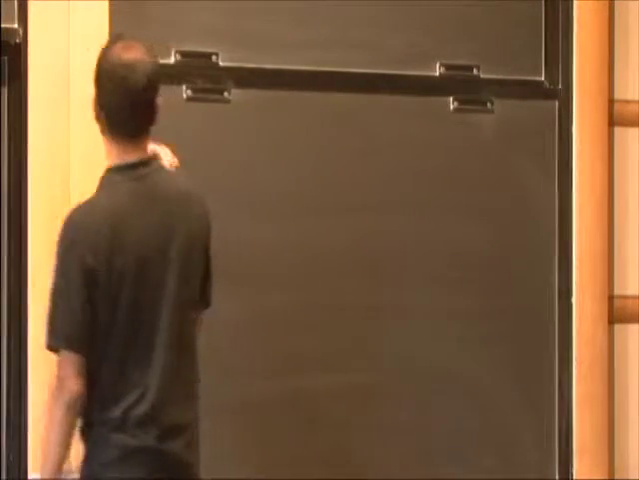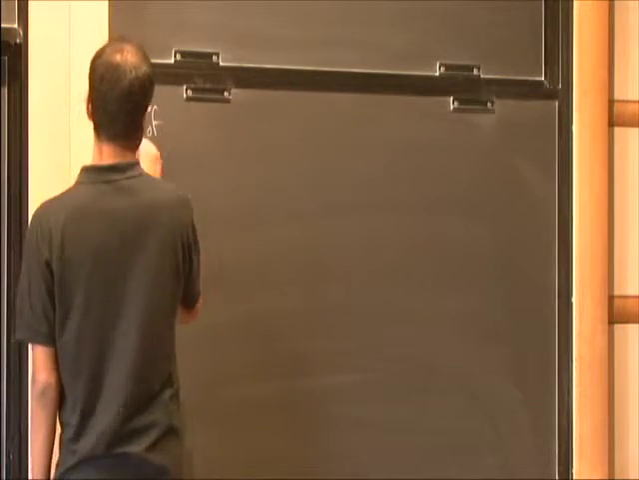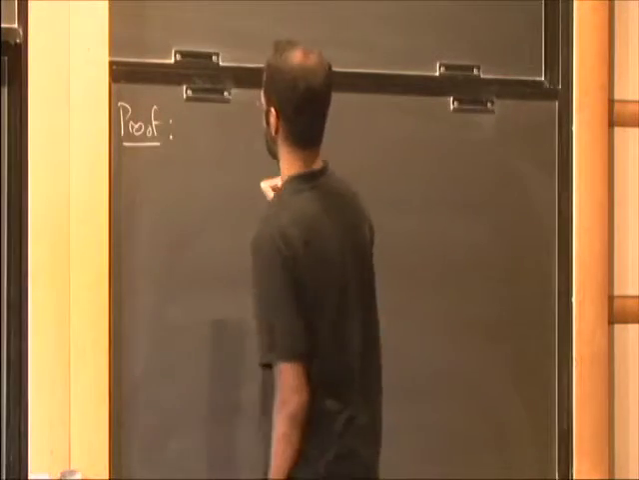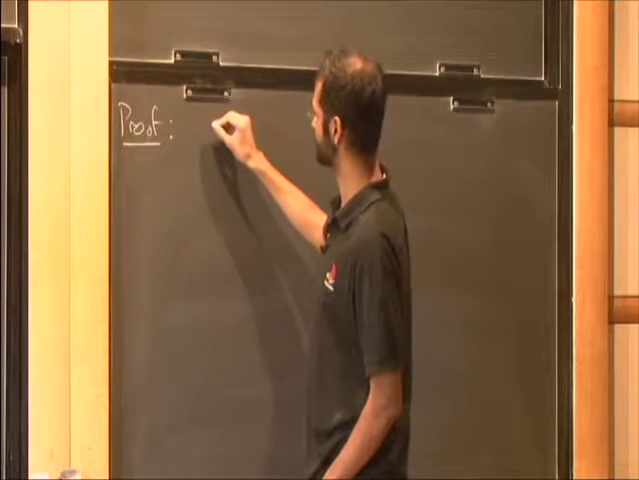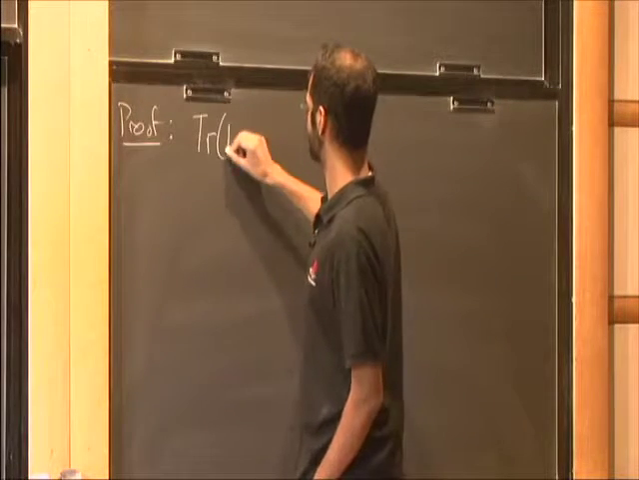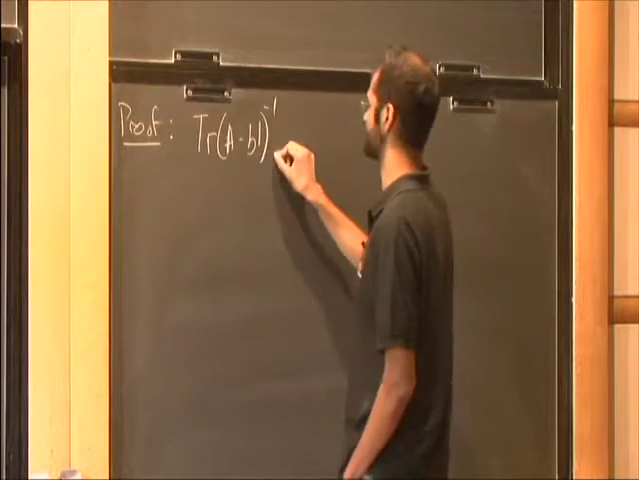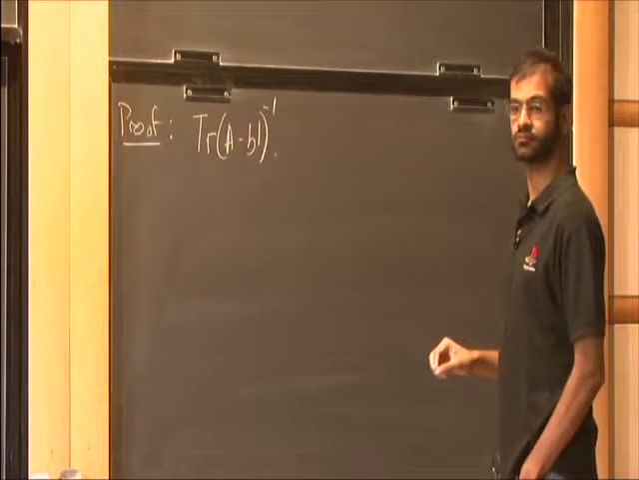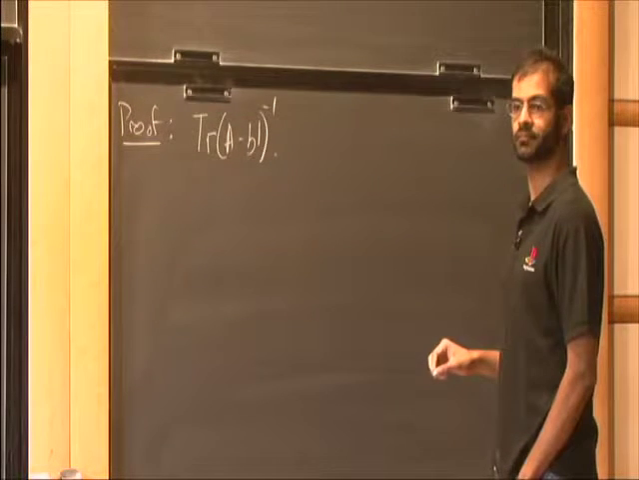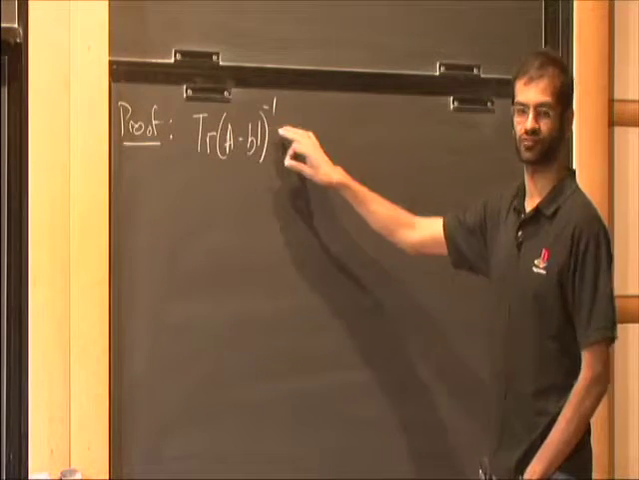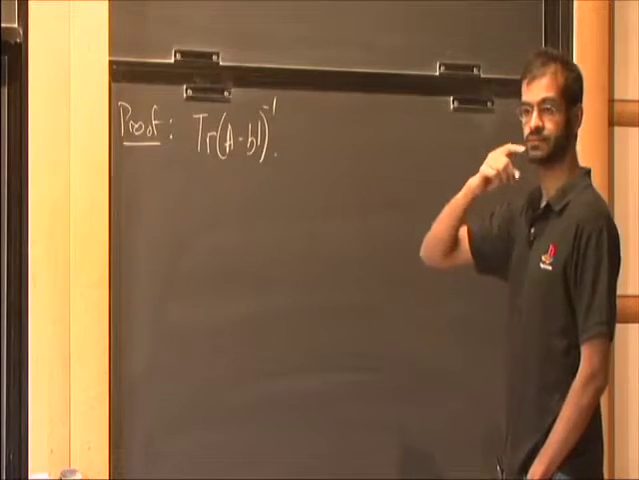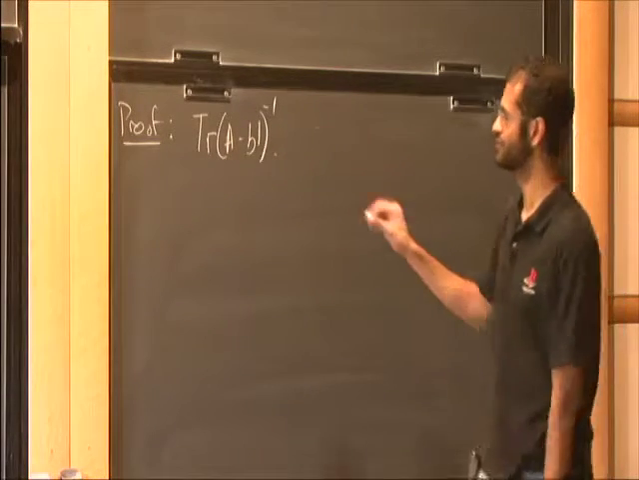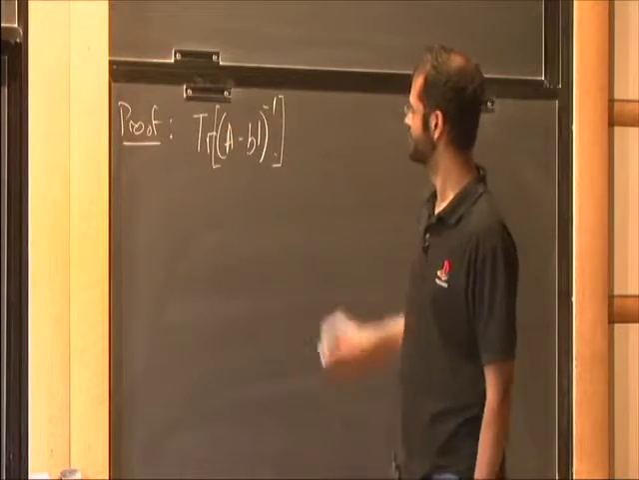So the proof is the following. Consider the function trace of (A minus Bi) inverse. The inverse is of the whole matrix, so it's inside the trace.